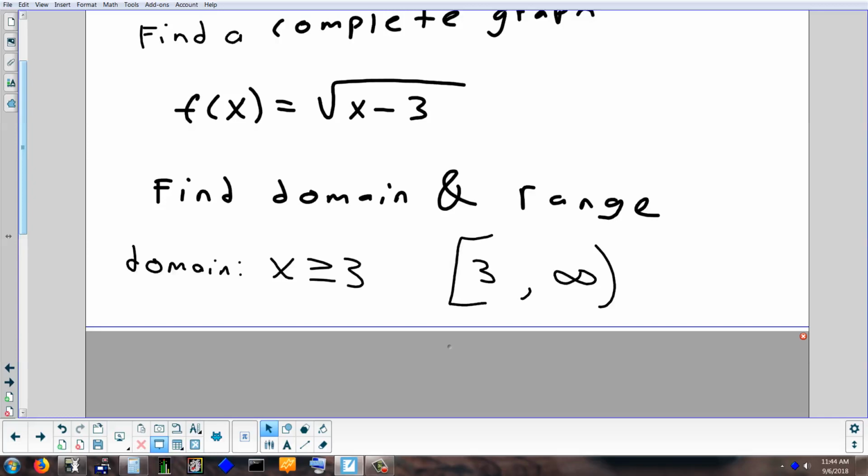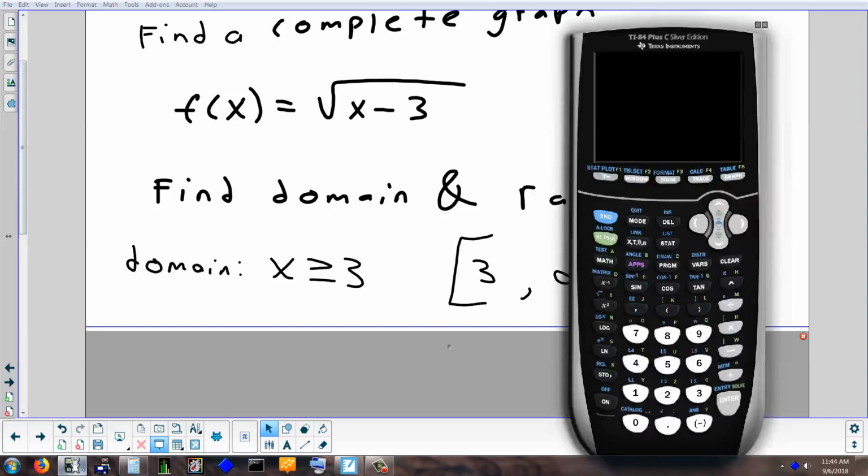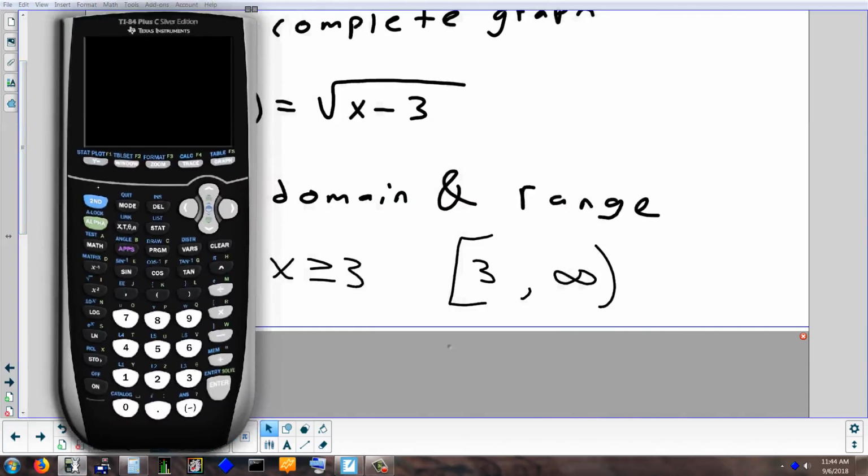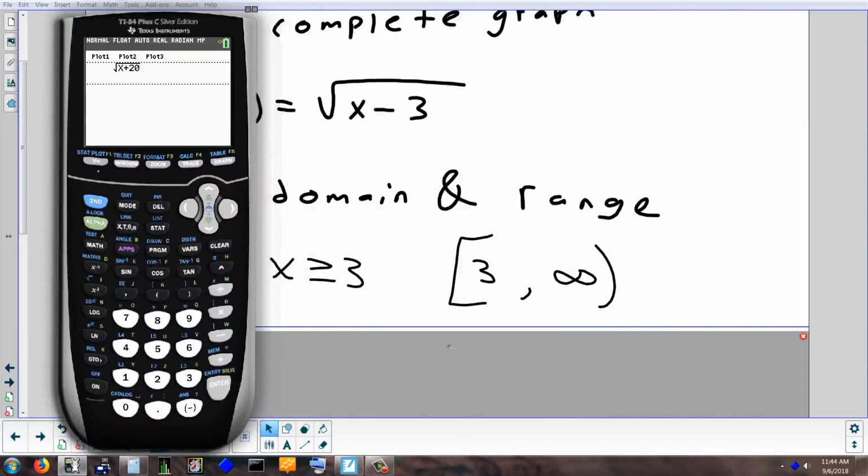Okay, and to get the range, what I usually do is just graph it and look at the calculator. So range is the y values. That's how high and low the graph goes. Domain is left to right. Range is up to down. So let me just type that.